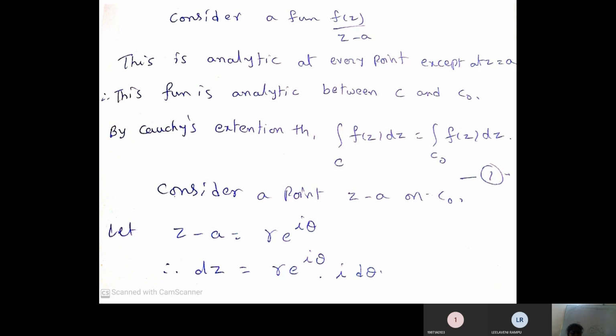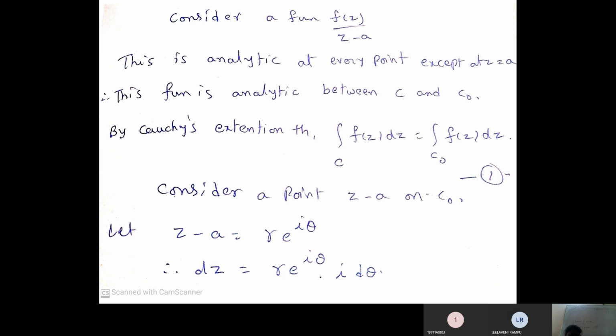What is the extension theorem? If f of z is analytic between two curves C1 and C2, then the integral over C1 of f of z dz equals the integral over C2 of f of z dz. This is the extension of Cauchy's theorem. Now, applying this theorem, the integral over C of f of z dz equals the integral over C naught of f of z dz. This is equation number 1.